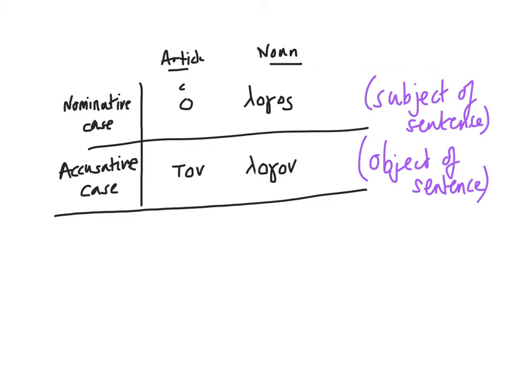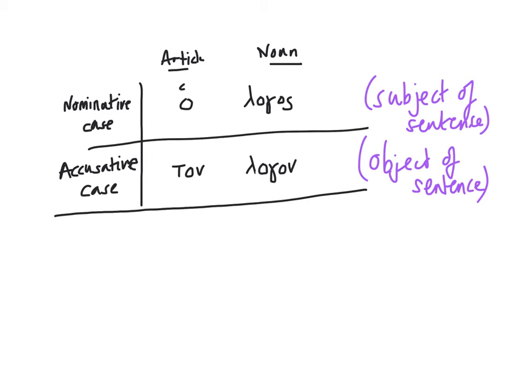We call these different forms of the noun and different forms of the article different cases. And the nominative case is the case used if that noun is the subject. The accusative case is a case used if that noun's the object. And this is something which will probably be familiar to you if you've studied another inflected language, such as Latin or German or Russian. We also get it in English, just occasionally.